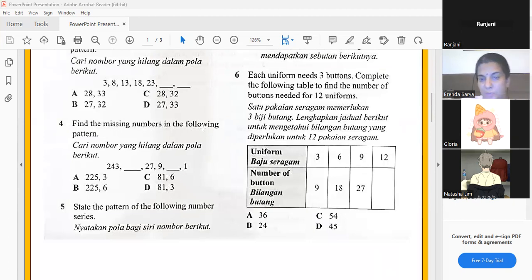Find the missing numbers in the following pattern. What's the pattern here? You have 243 and it's going down, 27 and then 9 and then finally becoming 1. So our clue lies here. Yes, you divide by 3. Very good. So 243 divided by 3, you're going to get 81. 9, but there are 2 81s there. 81 divided by 3, 27. Then 9 divided by 3 would be 3. 3 divided by 3, 1. So answer is D. Well done.